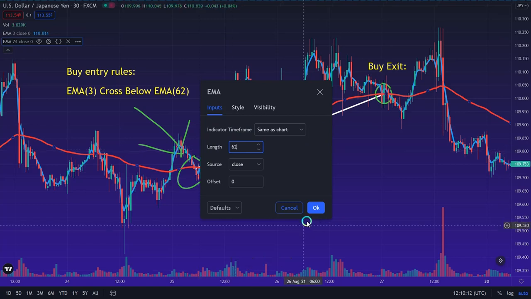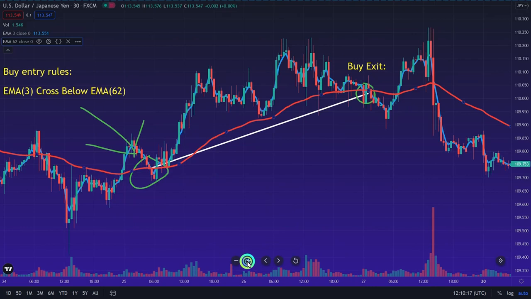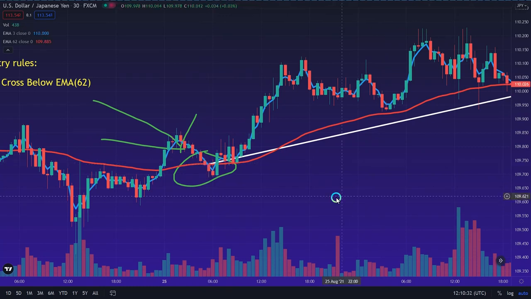And so I will put our indicators to the chart, 62, and let's see. So as you see, I will just show it to you. Here our 3-period EMA crossed below our 62-period EMA, so it's a perfect spot for us to take the trade.